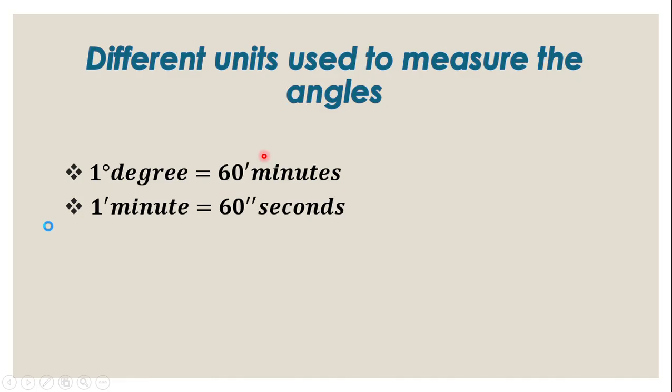If we take 1 degree and divide it into 60 equal parts, then one such equal part is known as 1 minute, and the symbol for minute is a single dash. If we take one such minute and divide it into 60 equal parts, then one such equal part is known as 1 second, and the symbol for a second is a double dash. So 1 degree is equal to 60 minutes and 1 minute is equal to 60 seconds.